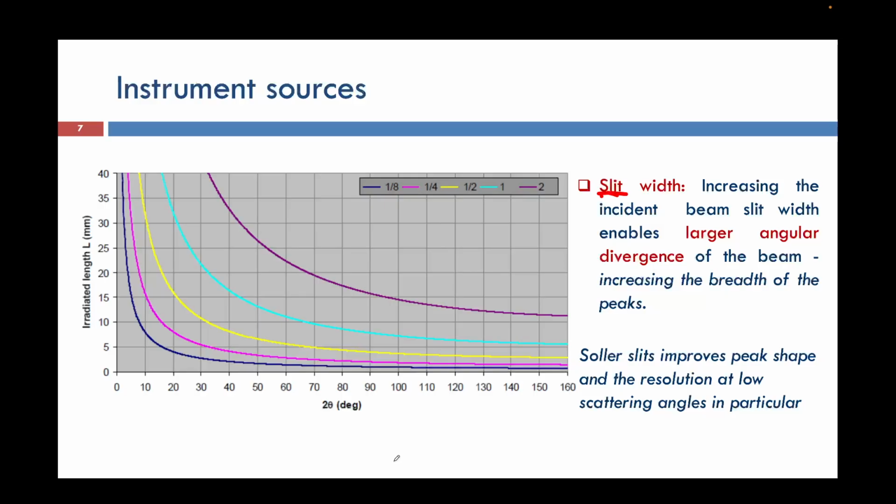How will it affect it? When you increase the slit width, the angular divergence will also be more. Let's say your X-rays are going like this in one case, and in another case your X-rays are going like this. Let's say this is the first case and this is the second case. The chances of the X-ray beam being parallel in the second case is more than in the first case. So the more slit width you give, it will finally increase the breadth of the peak.